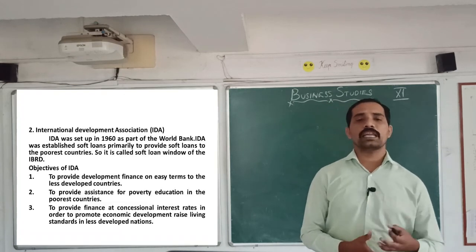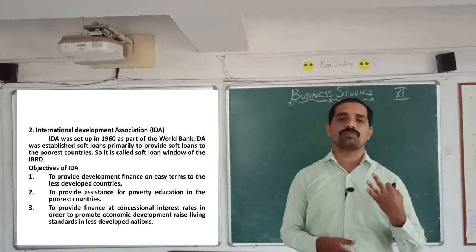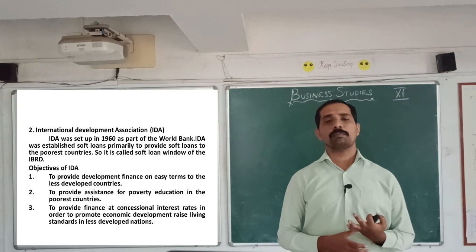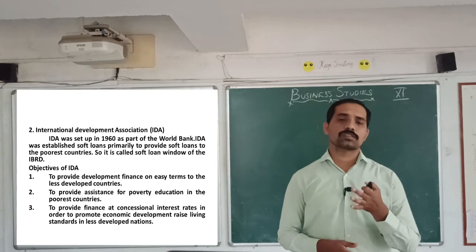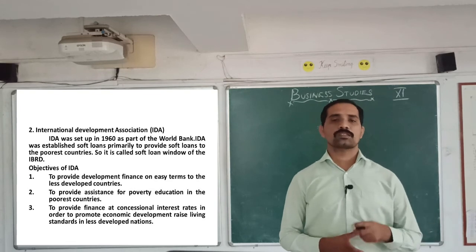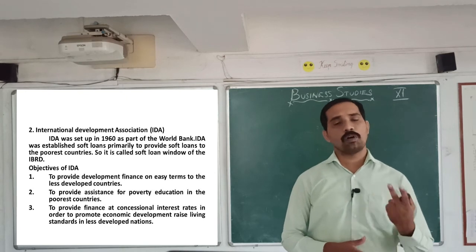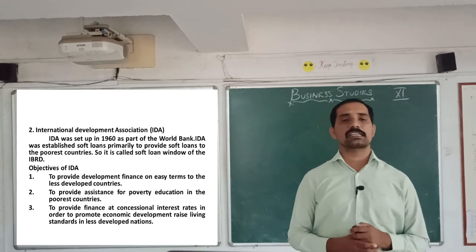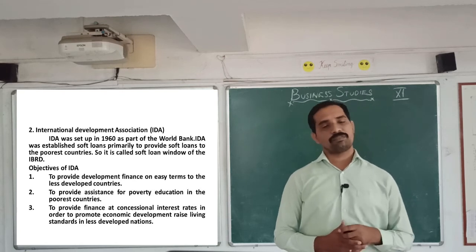And the next one, International Development Association, IDA. It was set up in 1960 as a part of the World Bank. IDA was established primarily to provide soft loans to the poorest countries, so it is called the soft loan window of the IBRD. Its objectives are to provide development finance on easy terms to the less developed countries, to provide assistance for poverty alleviation in the poorest countries, and to provide finance at concessional interest rates in order to promote economic development and raise living standards in less developed nations.